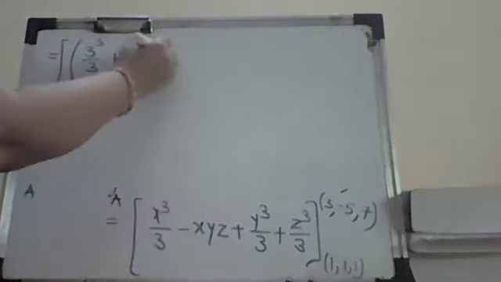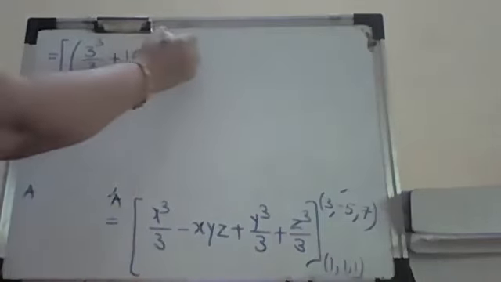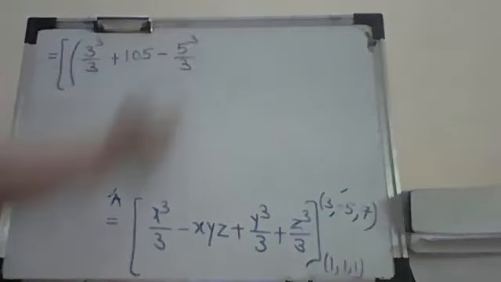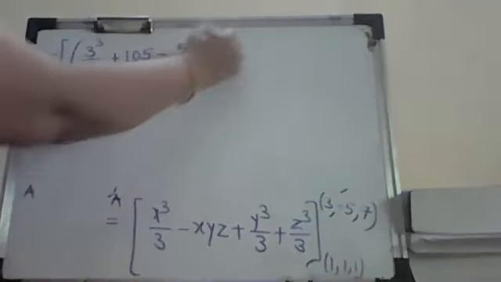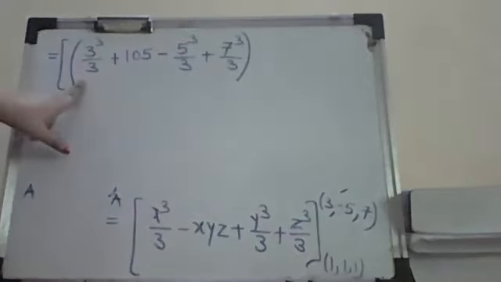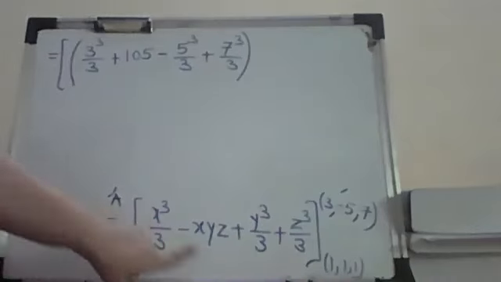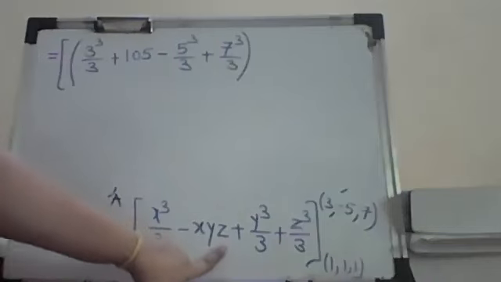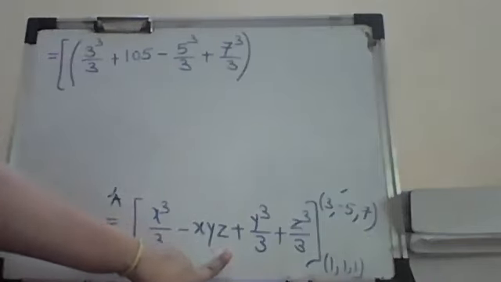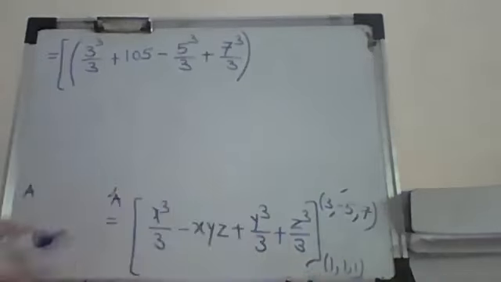Then plus y cubed by 3. y cubed is minus 5 cubed, so I get minus 5 cubed divided by 3. Then we have plus 7 cubed by 3. This is our upper limit, correct? What I have done is substituted x as 3, y as -5, z as 7. That is my upper limit. Now you put the lower limit. What is the lower limit given? The lower limit in this case is (1, 1, 1).